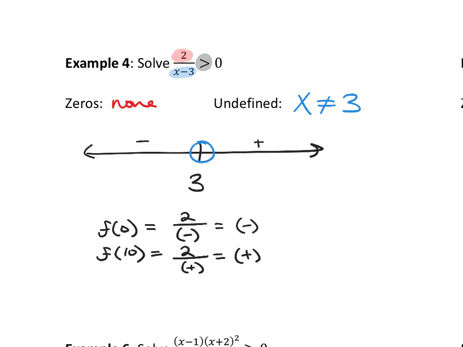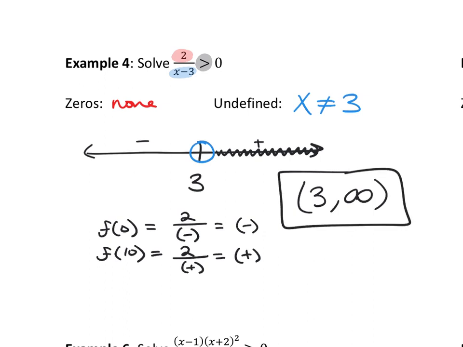What were we looking for with this question? Greater than, which is this section right here. So to write the answer here, it would be 3 comma infinity. That's the solution to this inequality. But I have a bonus question for you here. What would change about the answer if instead of greater than 0, it said greater than or equal to 0? Would it be brackets?